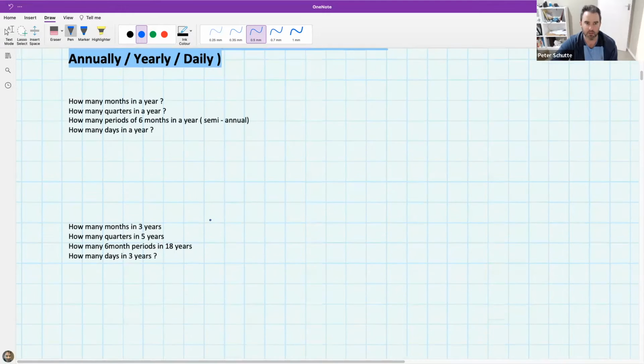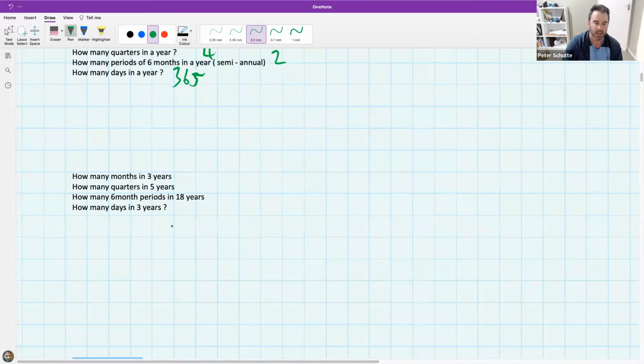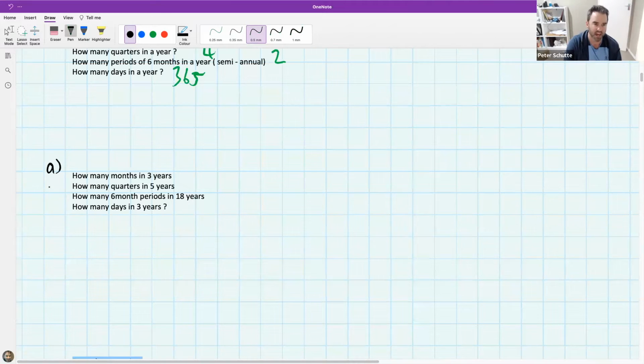Okay. So if you think about chopping up time periods, we know that there are 12 months a year. There are 4 quarters. How many 6-month periods? There's 2. How many days in a year? 365. We're going to ignore leap years for now. So let's go with A, B, C, D. How many months in 3 years? How many quarters in 5 years? How many 6-month periods in 18 years? How many days in 3 years? I want to know what you think the answer is.